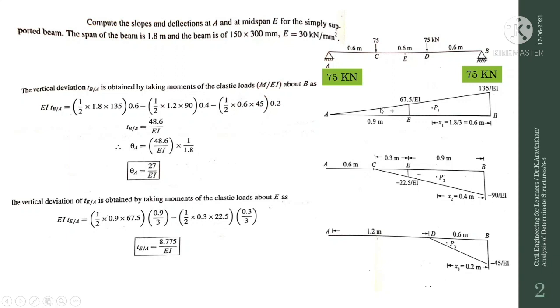So this will be one moment, and the second moment will be due to this load. At the point E, if you are looking at the left hand side, you will be having a smaller triangle, that is 1/2 into 0.3 into 22.5. The same thing is written here, into the centroid, which will be 1/3 of 0.3. So 1/3 of 0.3 is written here, and if you simplify, you will be getting TEA.